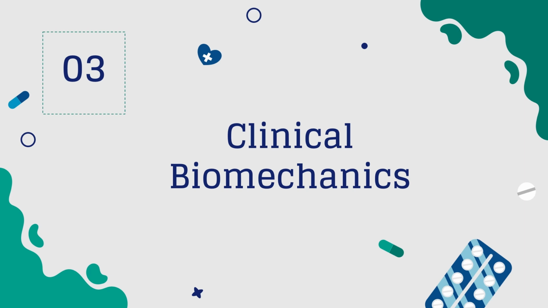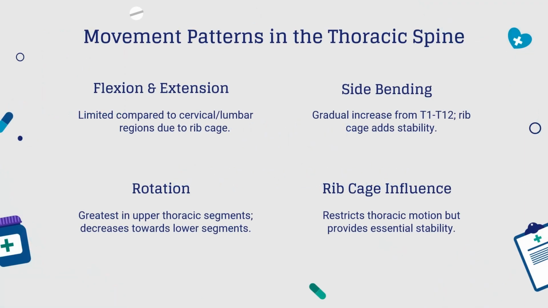Clinical biomechanics. Movement patterns in the thoracic spine. Flexion and extension are limited compared to the cervical and lumbar regions due to the rib cage. Side bending gradually increases from T1 to T12, and the rib cage adds stability.